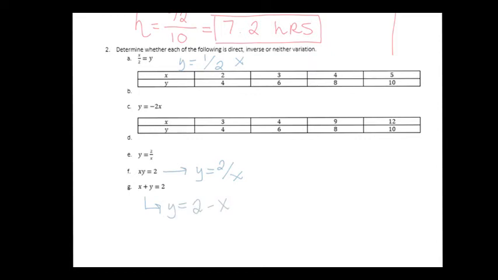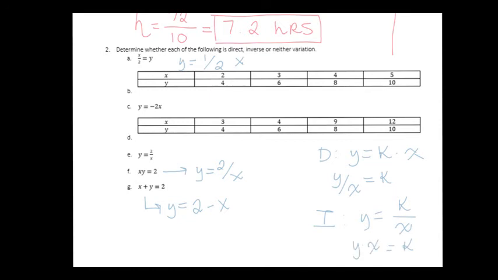Okay, so here's what we're looking for. Direct variation is modeled by the equation y equals k times x, which means that the constant of variation k is always equal to y divided by x. Okay, so that's something to keep in mind. Inverse variation means that y is equal to k divided by x, which means the constant of variation k is always equal to y times x.